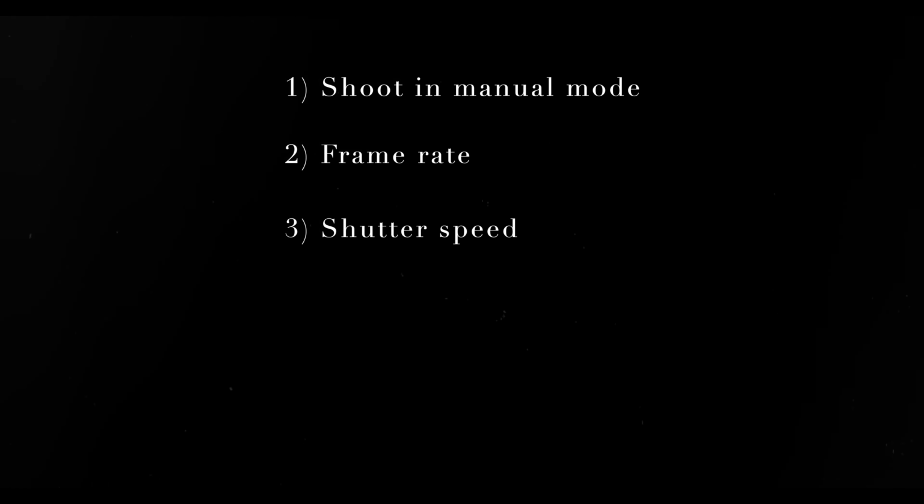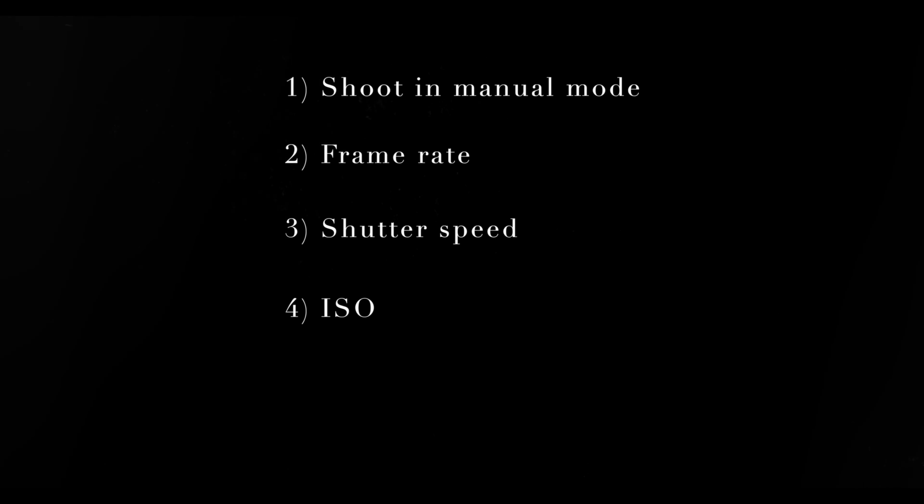Step 3 is to determine your shutter speed. So because we're shooting at 25 frames per second, following the general rule, we want to double our frame rate with our shutter speed. So we're going to set it at 1/50. So I'm just going to increase our shutter to 1/50, which you'll see will darken the image slightly.